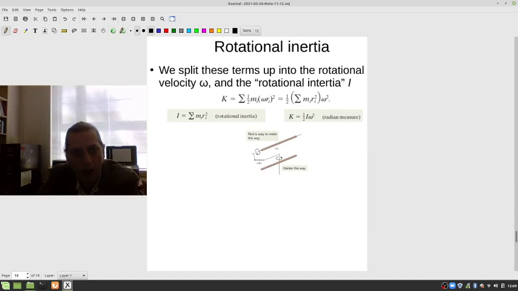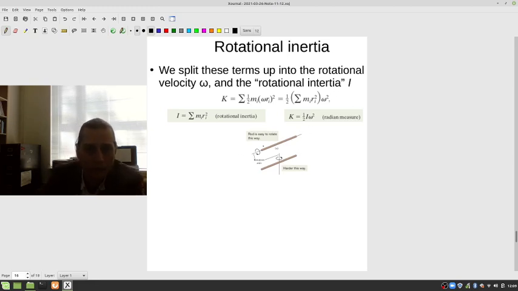So, okay, I, for whatever number of masses you have, it's always going to be the sum of m times r_i squared. K is going to be 1/2 I omega squared. However, it does matter where you choose your axis of rotation.